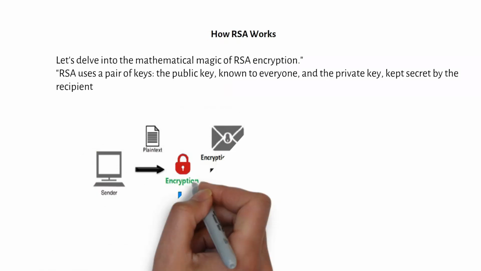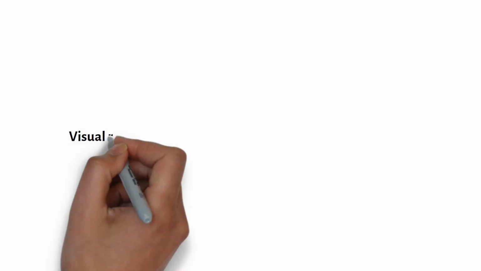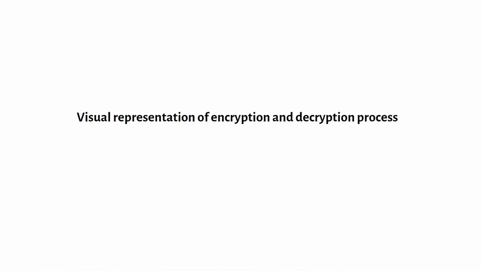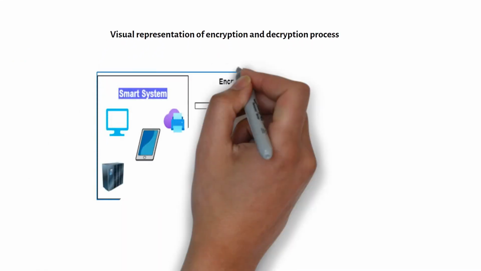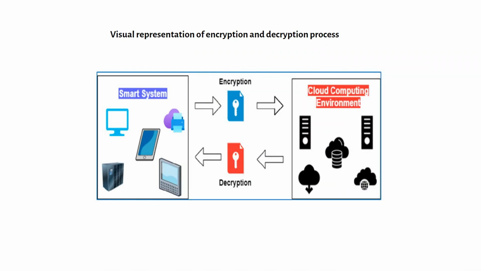Let's delve into the mathematical magic of RSA encryption. RSA uses a pair of keys, the public key, known to everyone, and the private key, kept secret by the recipient. These keys are mathematically linked. Messages are encrypted using the recipient's public key. This makes them secure during transmission. The recipient uses their private key to decrypt the message and access the original content.